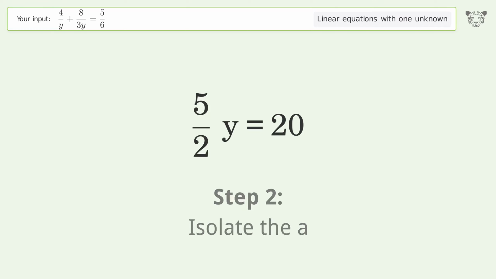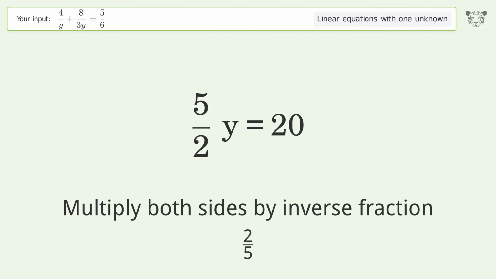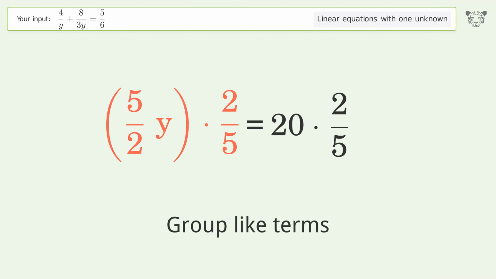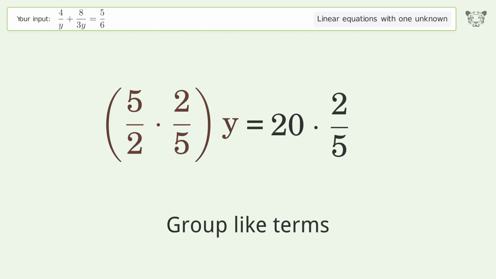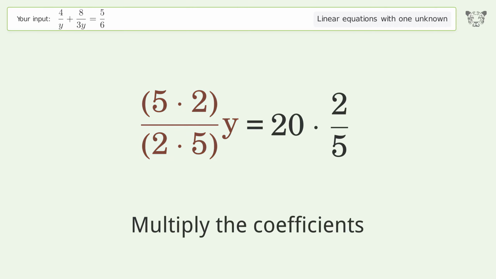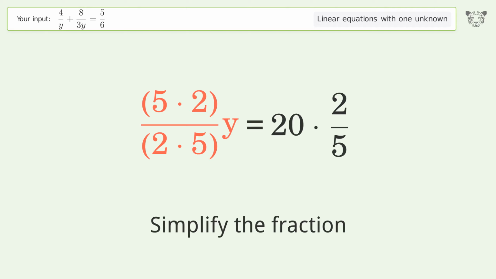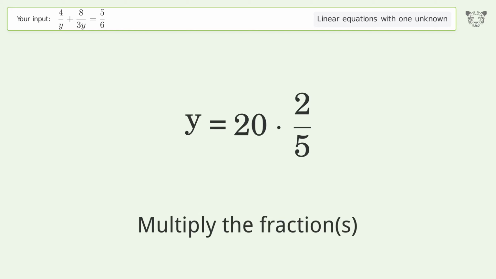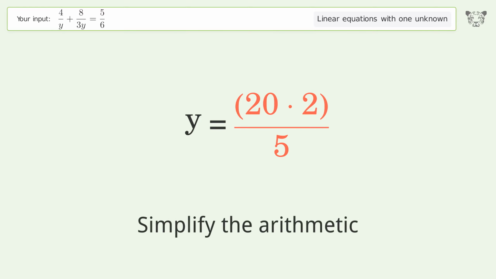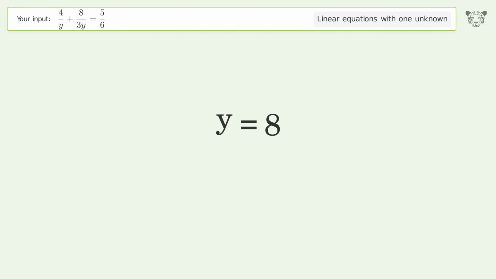Isolate the a. Multiply both sides by inverse fraction 2/5. Group like terms. Multiply the coefficients. Simplify the fraction. Multiply the fractions. Simplify the arithmetic. And so the final result is y=8.